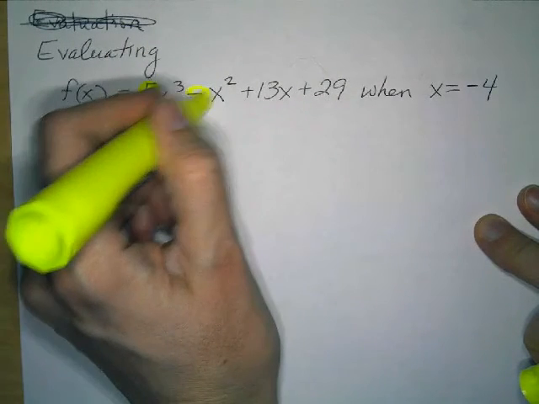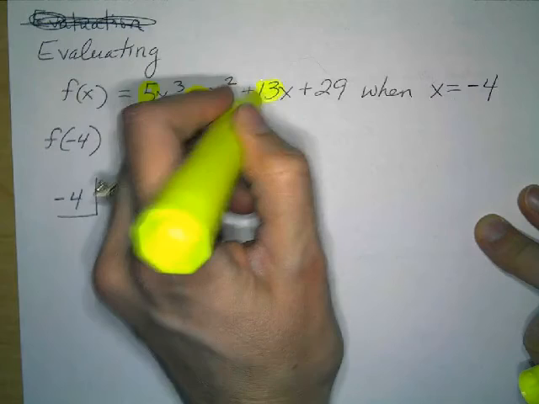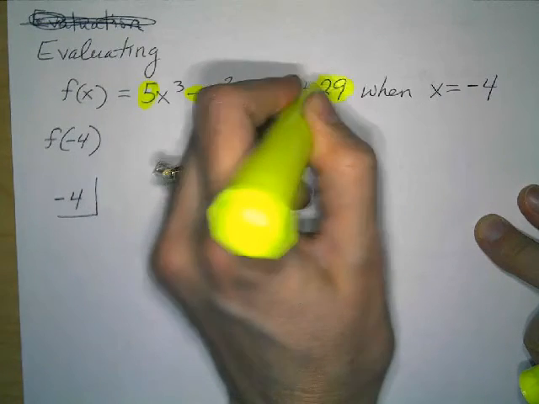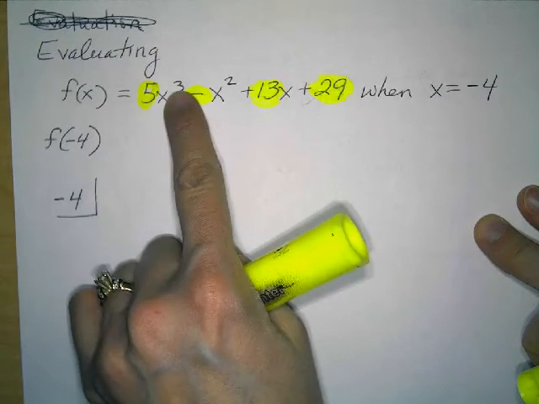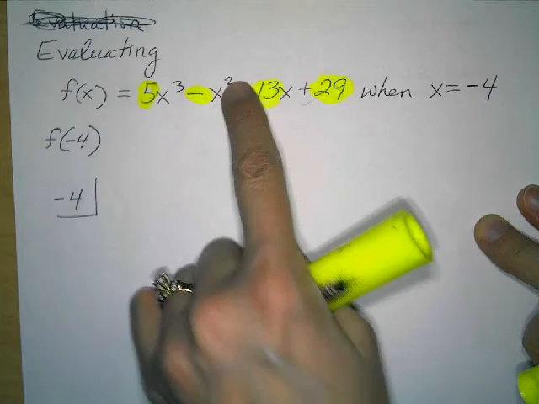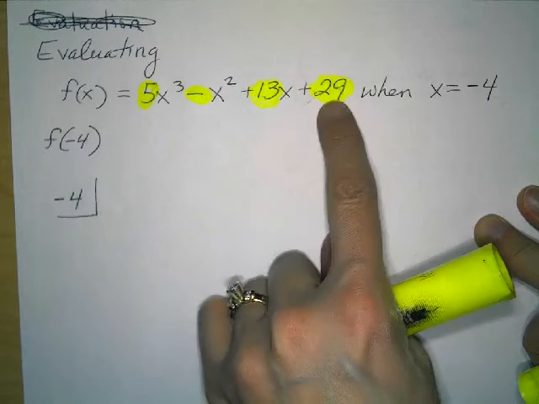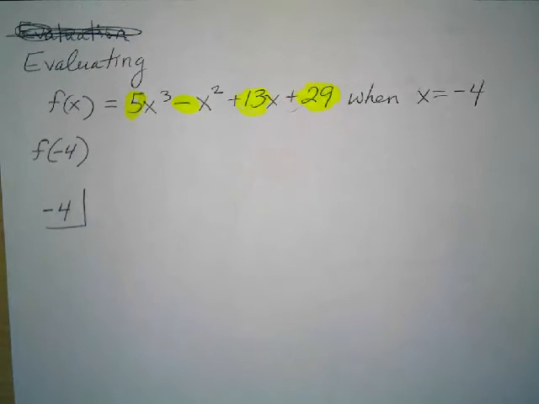So this is a negative. This one's 13. Are you missing anything? We got x to the third power. We have x to the second power. We have an x here. Are we missing any terms? No. So it's all set up good. We can just try to divide it.